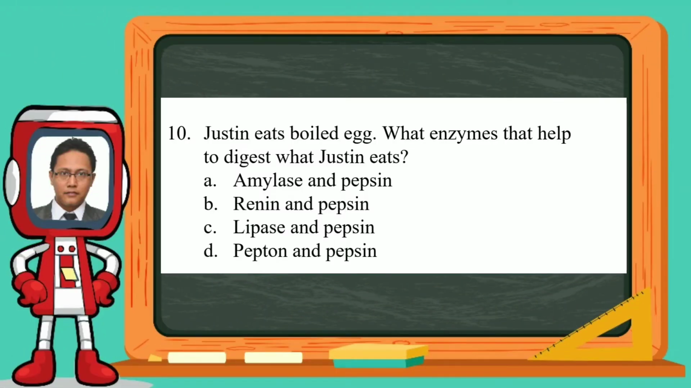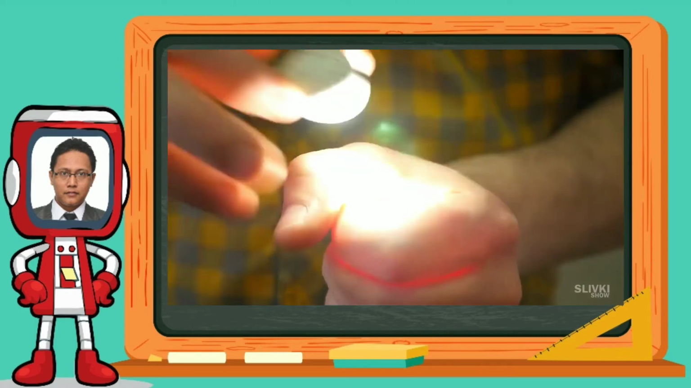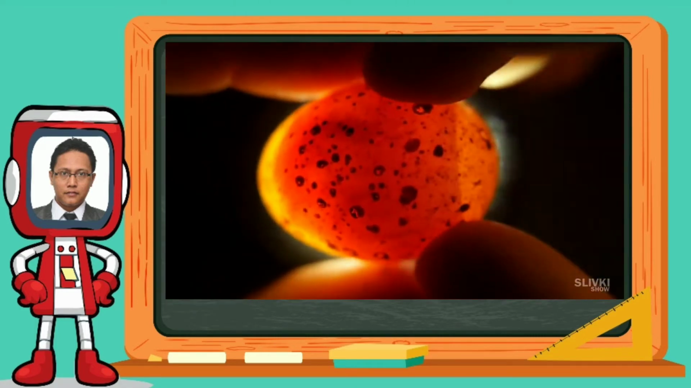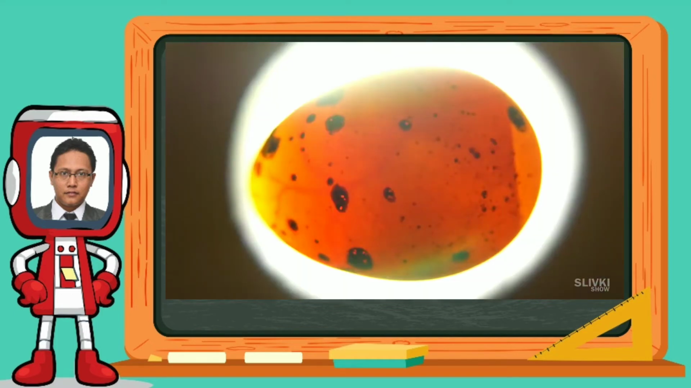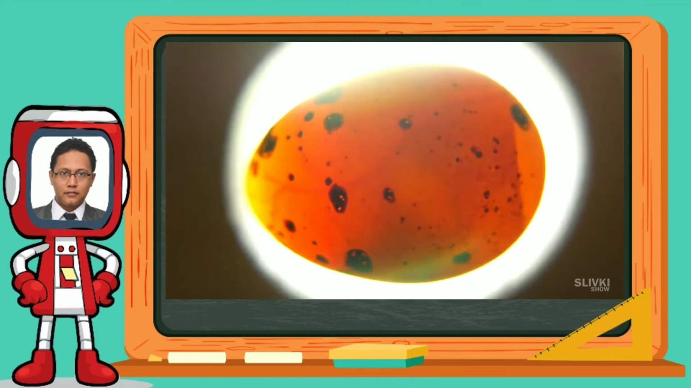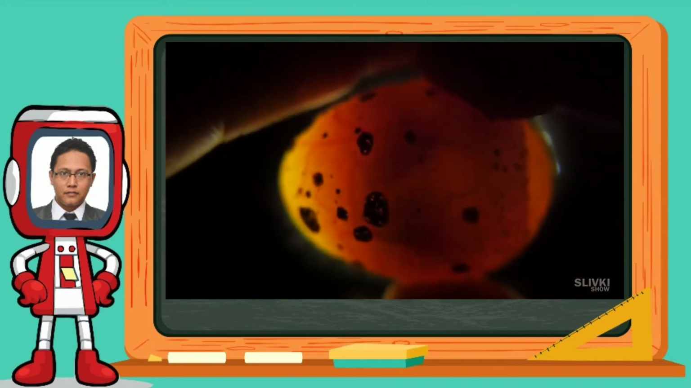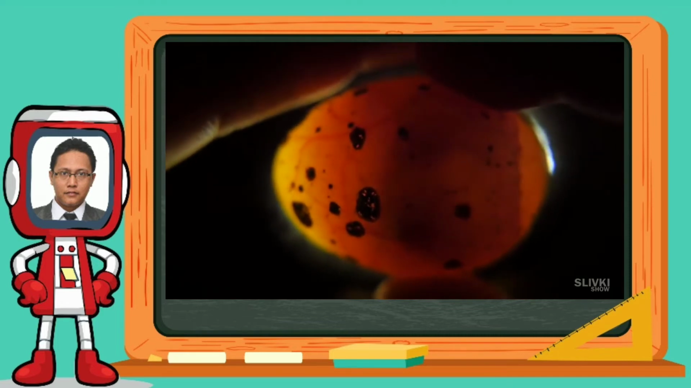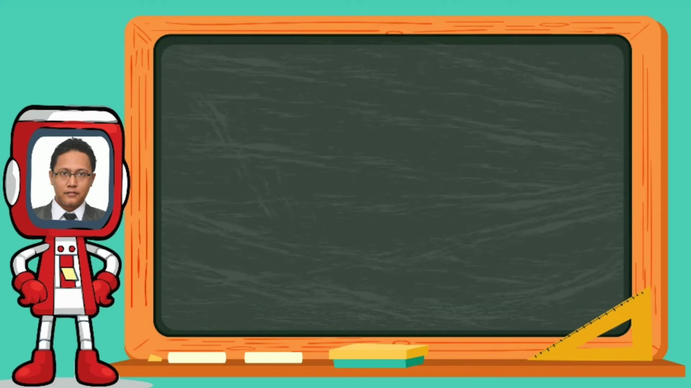The next question is pretty straightforward. The question goes like this: Justin eats a boiled egg. What enzymes help Justin digest the egg? To answer this, we have to understand what nutrients are found in an egg. If you crack open an egg, you find the egg whites and the yolk, the yellow one in the middle. The yolk is rich in fats and the egg whites are rich in proteins.